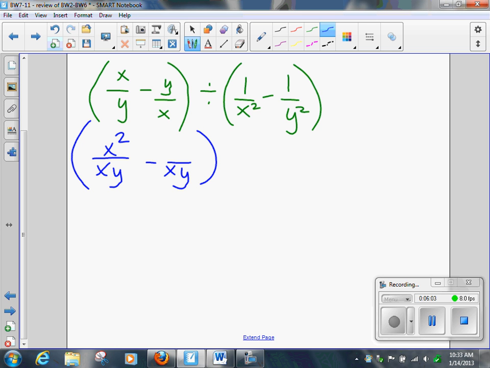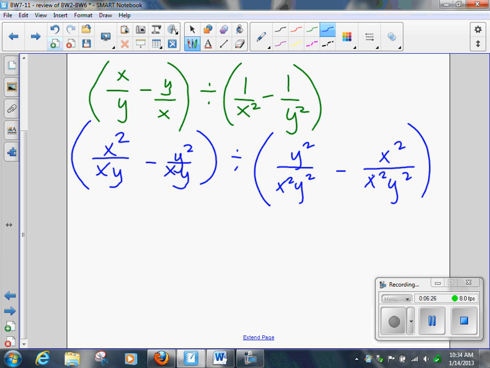What's going to be up here in the top of the next numerator? Y squared. Because Y times Y is Y squared. What's my common denominator for the second set of parentheses? X squared, Y squared. Good. What's in my numerator? Y squared minus X squared. Y'all with me? Okay. Keep going. We've got X squared minus Y squared. What am I doing?